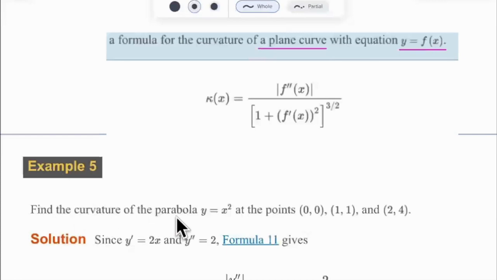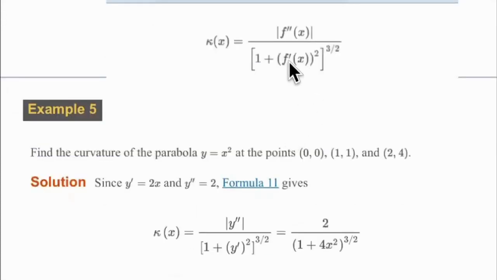Now let's try to use this formula in this example. Find the curvature of the parabola y equals x squared at the points (0, 0), (1, 1), and (2, 4). Notice that this parabola is on the xy plane. It's a plane curve, y equal to f of x, so we can calculate the curvature using this formula. We first calculate the derivative, and then later calculate the second derivative. The derivative is 2x, and the second derivative is 2.